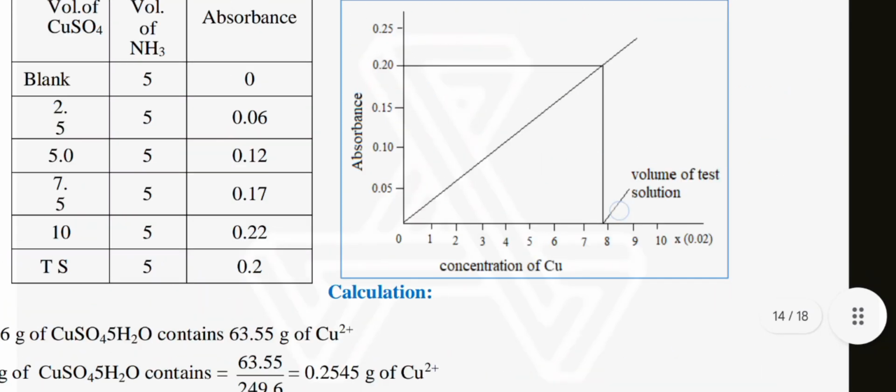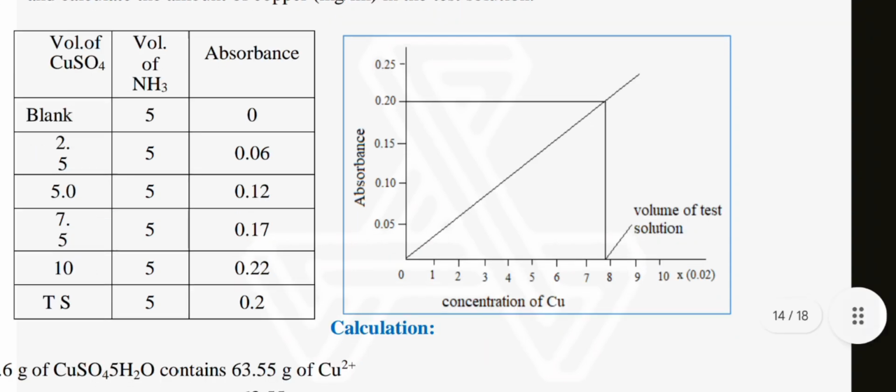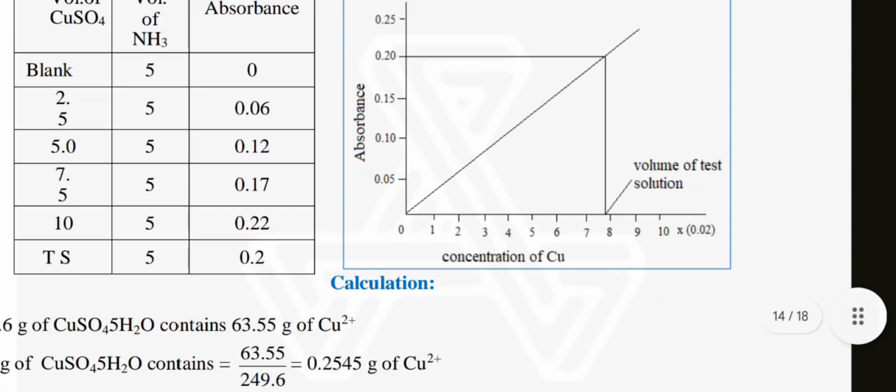in the test solution. Here they have given the rough data. Volume of CuSO4, blank, volume of NH3, absorbance: blank 5.0, 2.5, 0.06; 5.0, 5.0, 0.12 and so on. The absorbance versus concentration of Cu graph is given, which clearly shows that absorbance is directly proportional to the concentration of Cu, and the volume of test solution.